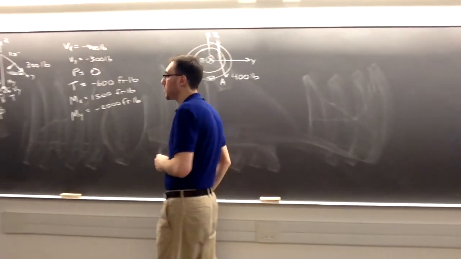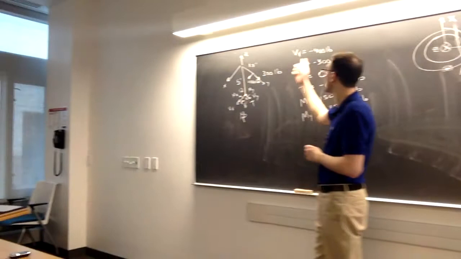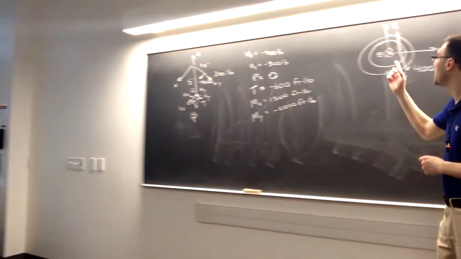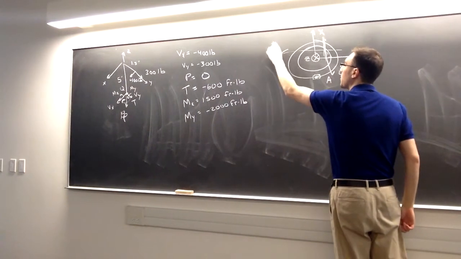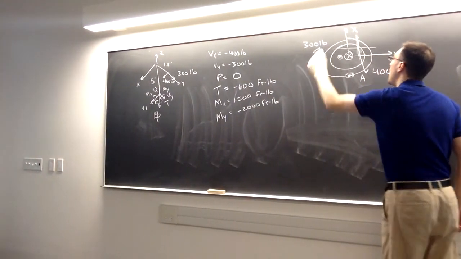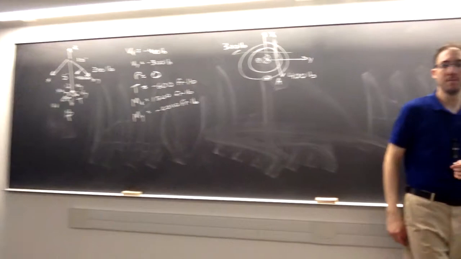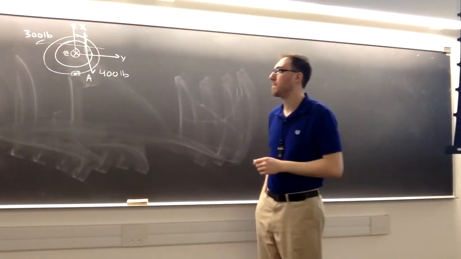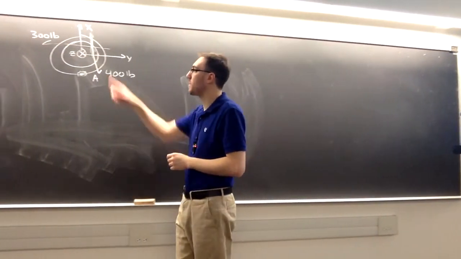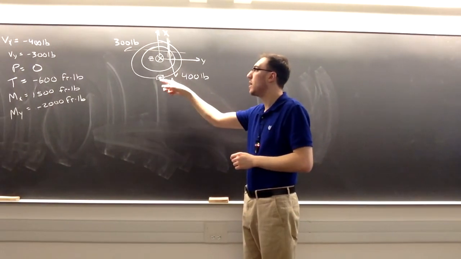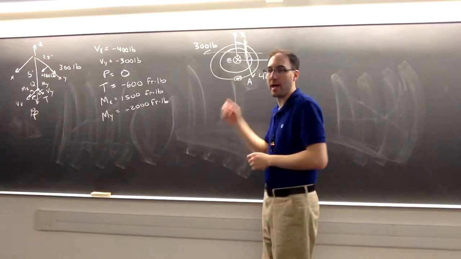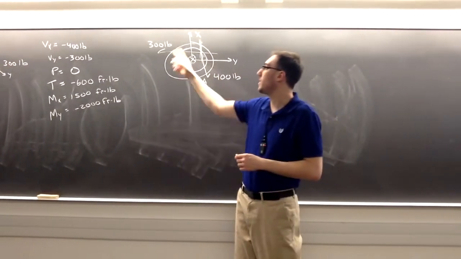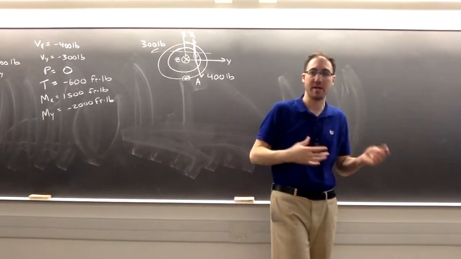Vy, I assumed was along the positive y-axis. It too was negative. So on this picture, I can draw it in the correct direction. I'm going to have a shear force of 300 pounds acting in the negative y direction. And this is important because the directionality of these is going to affect the shear stress on the element at A. Because the direction of V is also going to determine the direction of my shear stress.